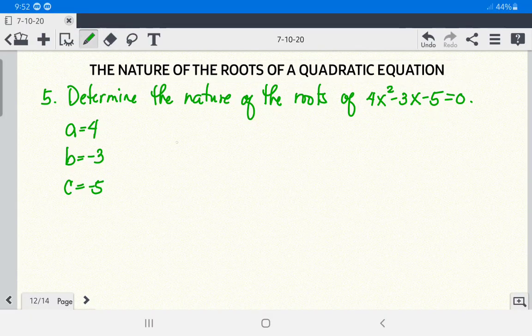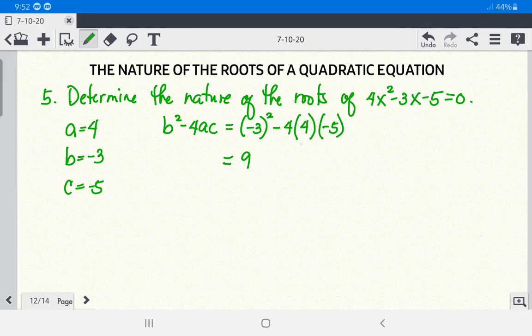Then using the formula b squared minus 4ac, so we have negative 3 because the value of b is negative 3, square it, minus 4 times a is 4, then c is negative 5. Then we have negative 3 squared, we have 9. Then negative 4 times 4, we have negative 16 times negative 5, we have positive 80. Then 9 plus 80, we have 89. So notice that the discriminant is greater than 0, but not a perfect square.